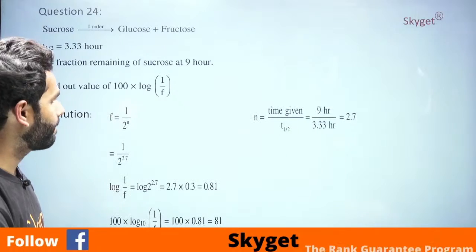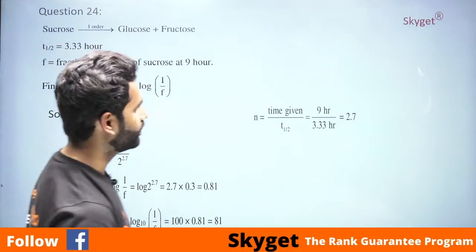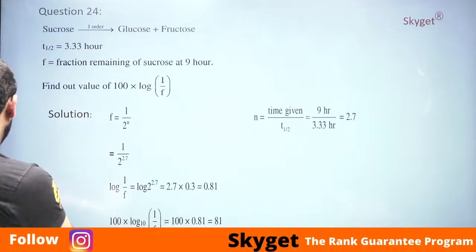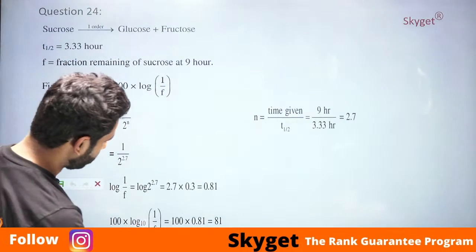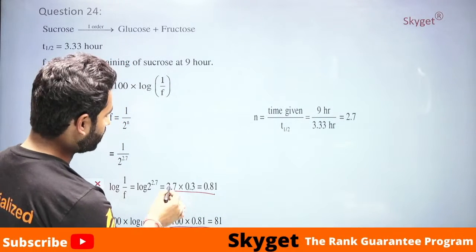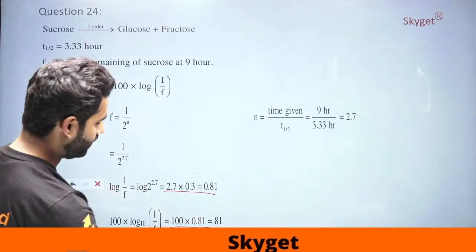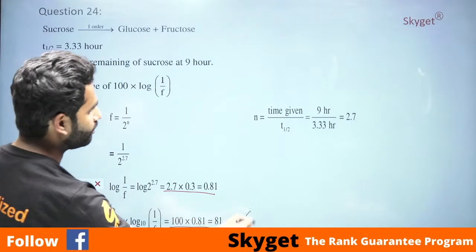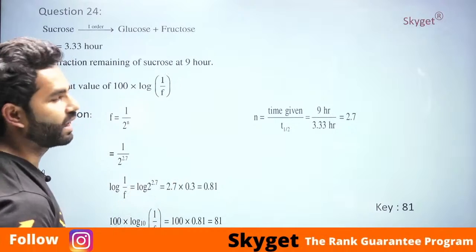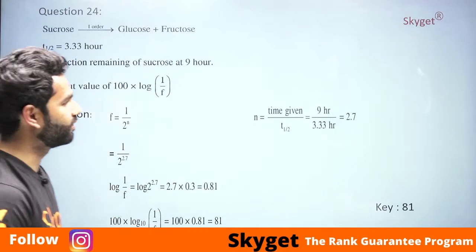Let's see. Nice, we got the right value of n, 2.7. And here also, 100 into 0.81, 0.81 we got from 2.7 into 0.3 is equal to 0.81. 100 into 0.81 is equal to 81. Let's see what is the right answer. Exactly, we got the right answer as 81.